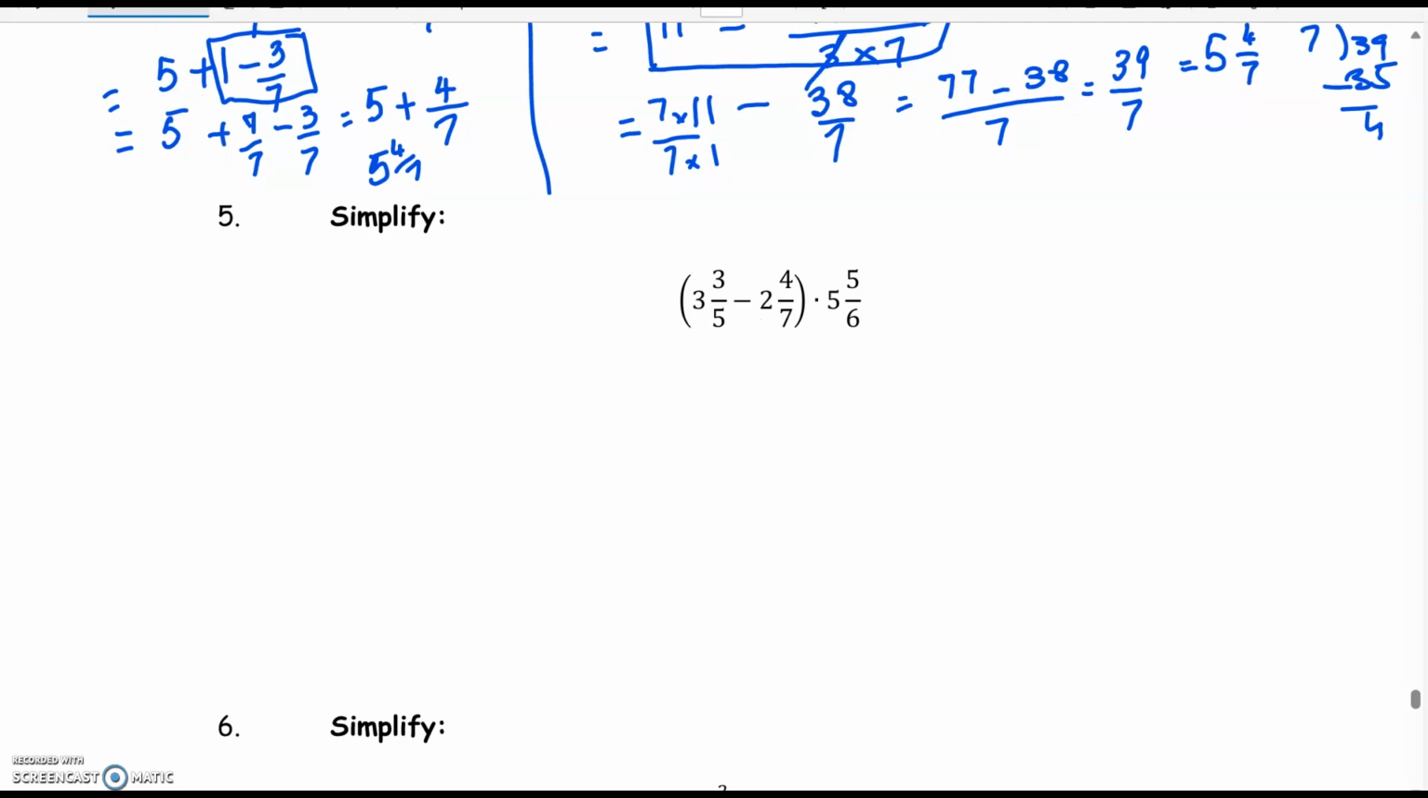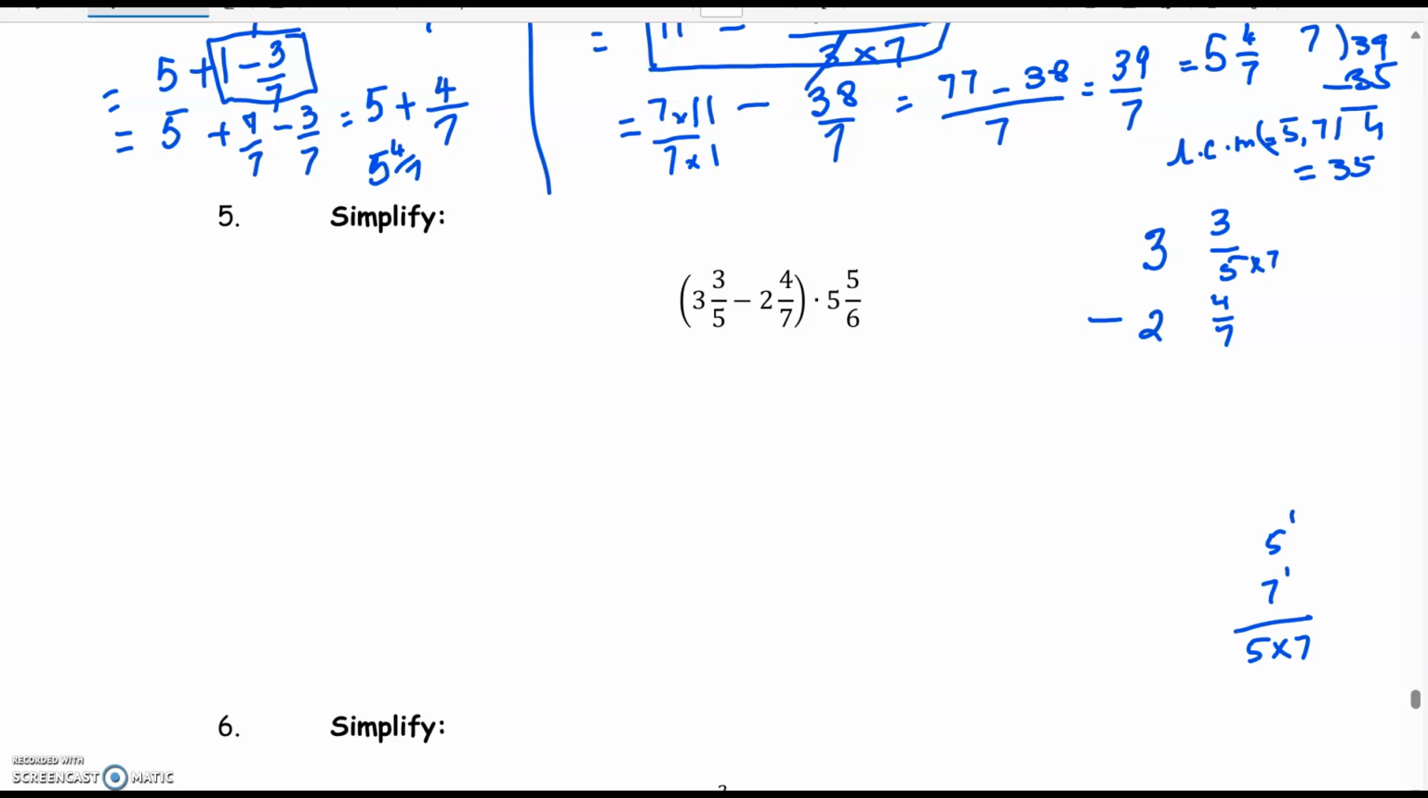So let's look at this one. 3 3/5, parentheses first. We're subtracting 2 4/7. Remember the LCM of 5 and 7 is 35, because 5 is 5 to the 1, 7 is 7 to the 1. Pick the largest 5, pick the largest 7, it has to be 35.